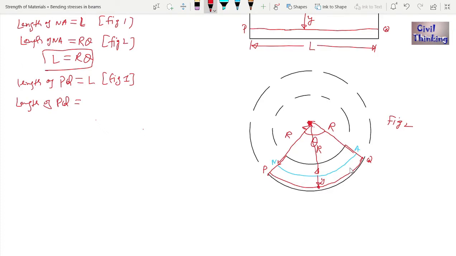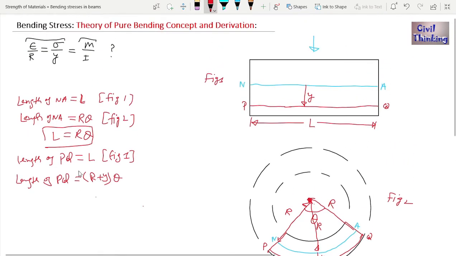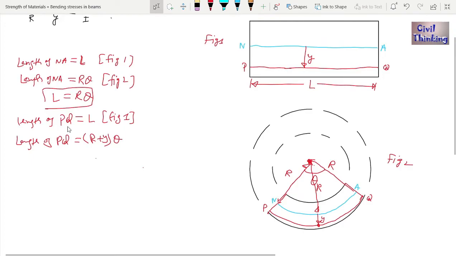So the length of PQ, because PQ here is an arc and the length of an arc is radius multiplied by the angle subtended, has radius r plus y and angle theta. So in figure 1 the length of PQ is L, and the length of PQ in figure 2 is (r plus y) theta. You can see this PQ is in the tension zone.